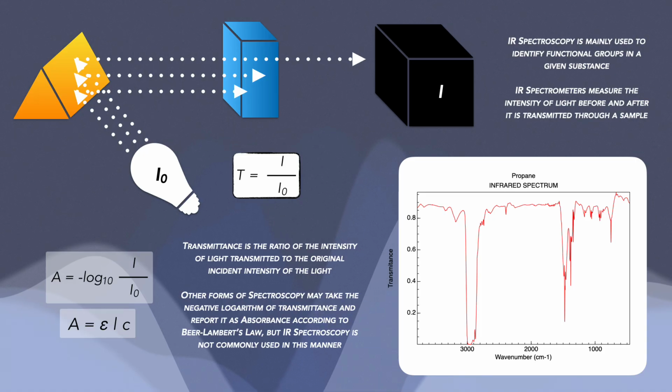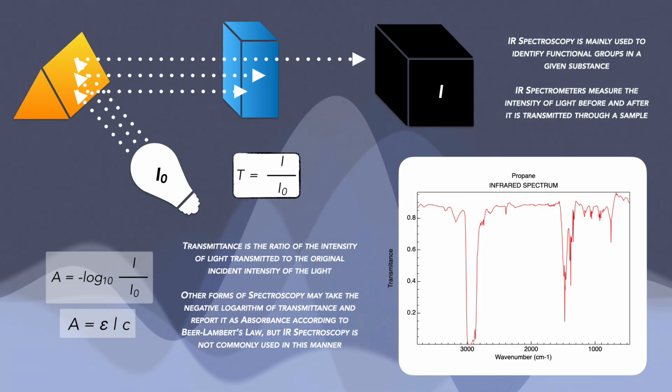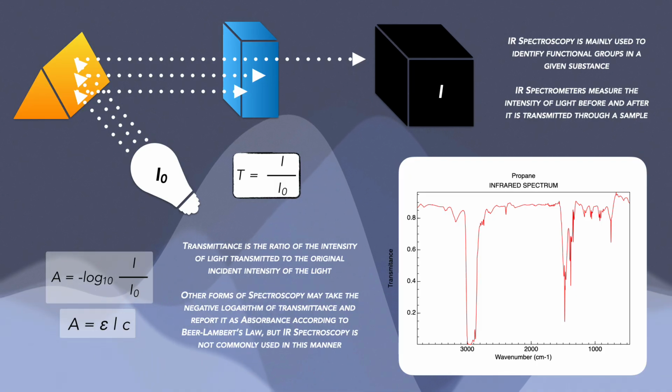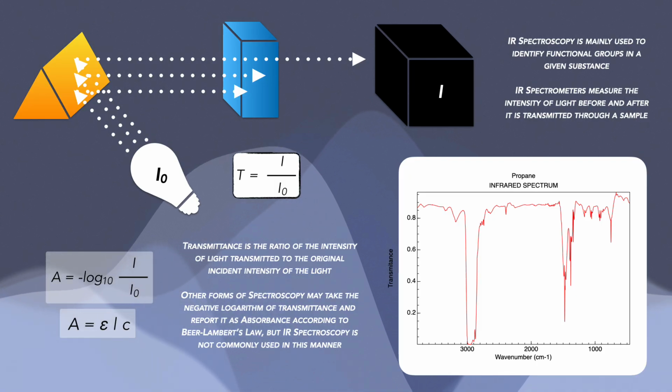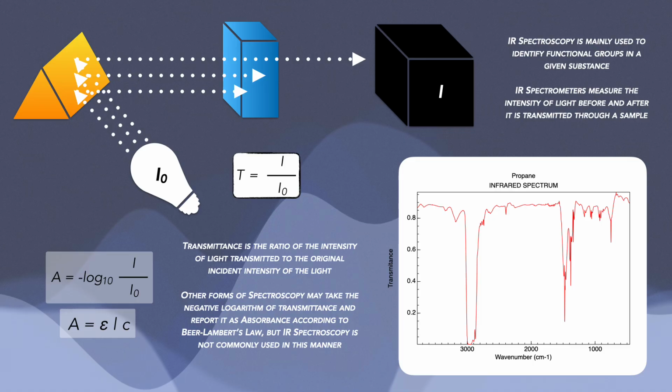So here we have our instrument, an IR spectrometer. It shines infrared light through a sample and measures how much light passes through. What is plotted on the spectrum is transmittance. So when you see a dip in the graph, that means the molecule absorbed that frequency of infrared radiation. Each dip corresponds to a specific bond vibration.